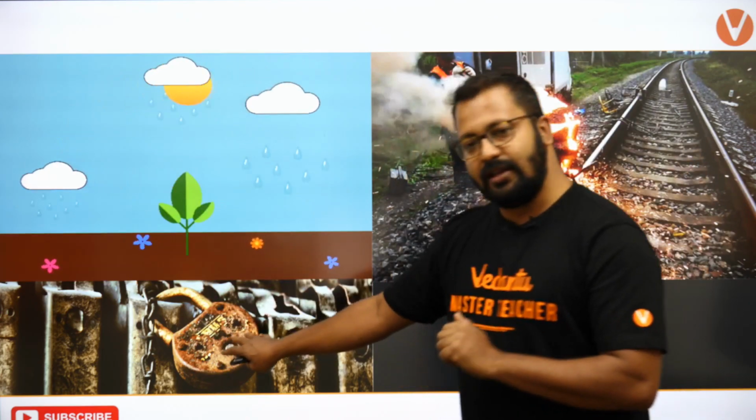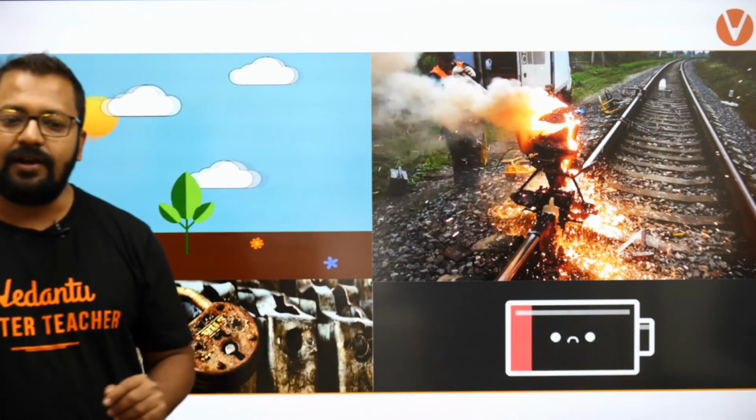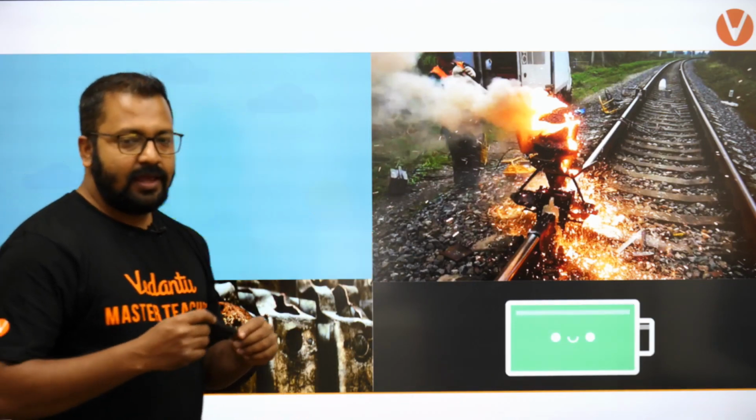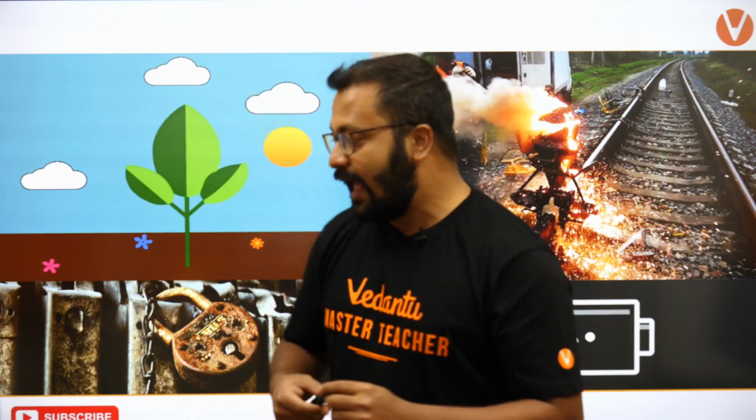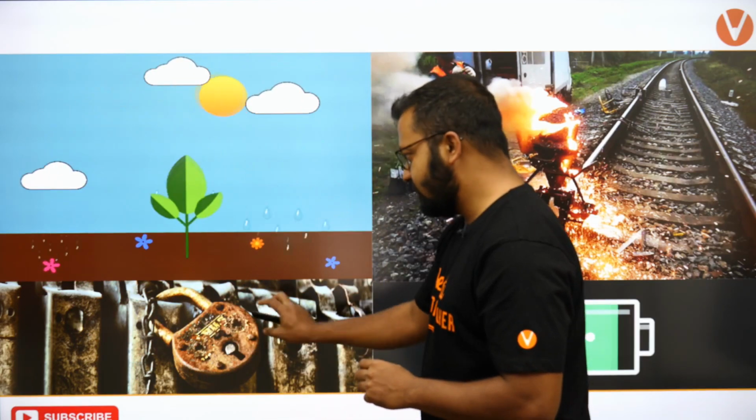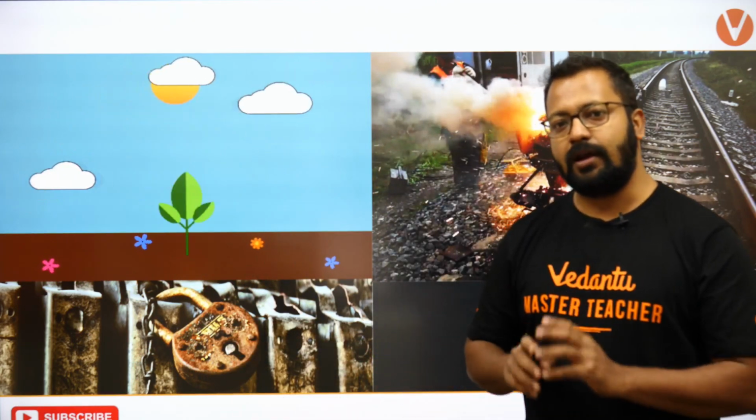Third picture is rusting. Rusting is conversion of iron into iron oxide. Okay, iron into iron oxide, और ये जो process है, this is again an electrochemical reaction. So यहाँ भी electrochemistry का use हो रहा है.